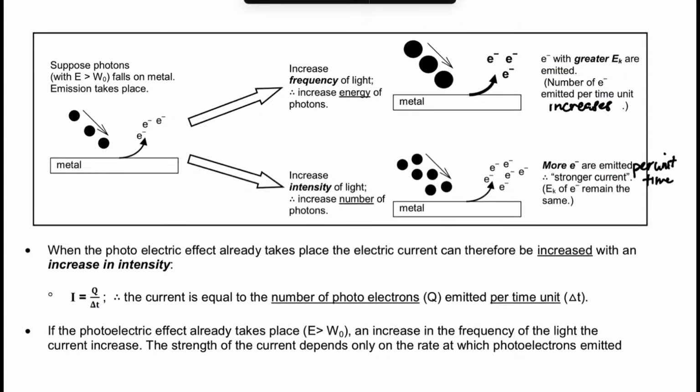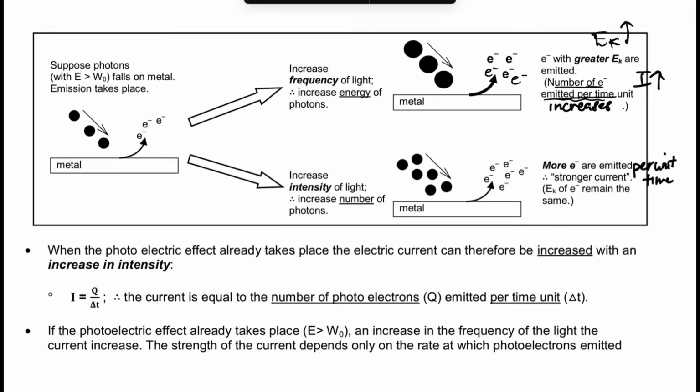And if you look at the number of electrons ejected, there will be what? There will be more electrons ejected per unit time, right? There will be faster, and since it is faster, there will be more electrons ejected per unit time. So here the kinetic energy increases, and the current, which is the number of electrons ejected per unit time, also increases.